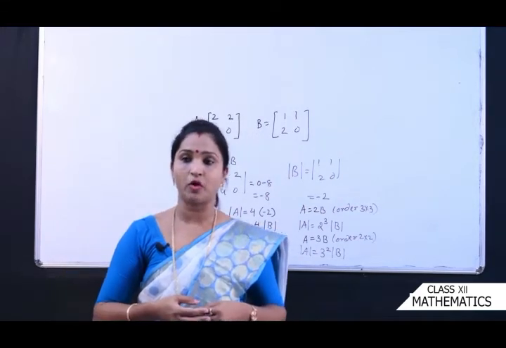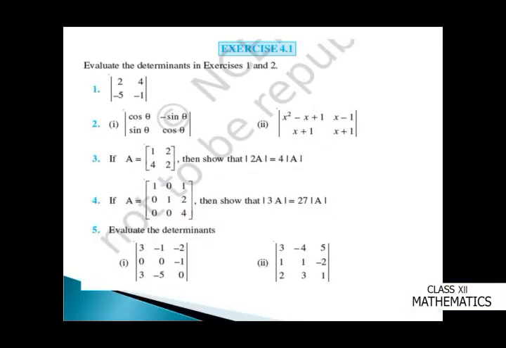Now we'll go to the next, exercise problem 4.1. You can see here, evaluate the determinant in exercise 1 and 2. Okay, you have to simply evaluate the determinant. Very simple question. For the first question, we have already explained how to find the determinant of a 2 by 2 matrix. You have to just cross multiply and put a minus sign. Okay, the second one is also very simple. I think I have already done this question as an example.